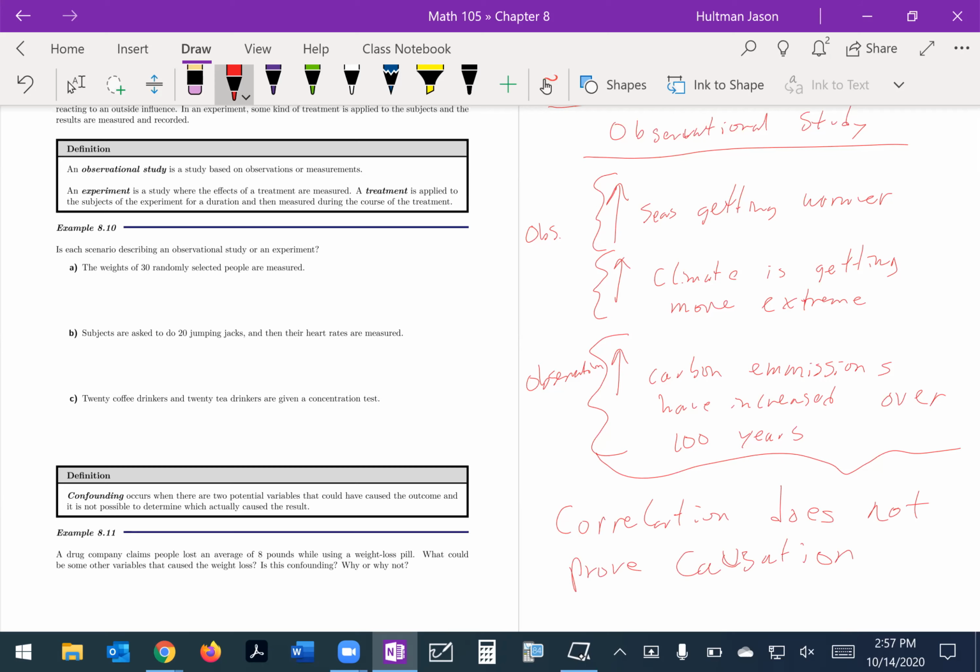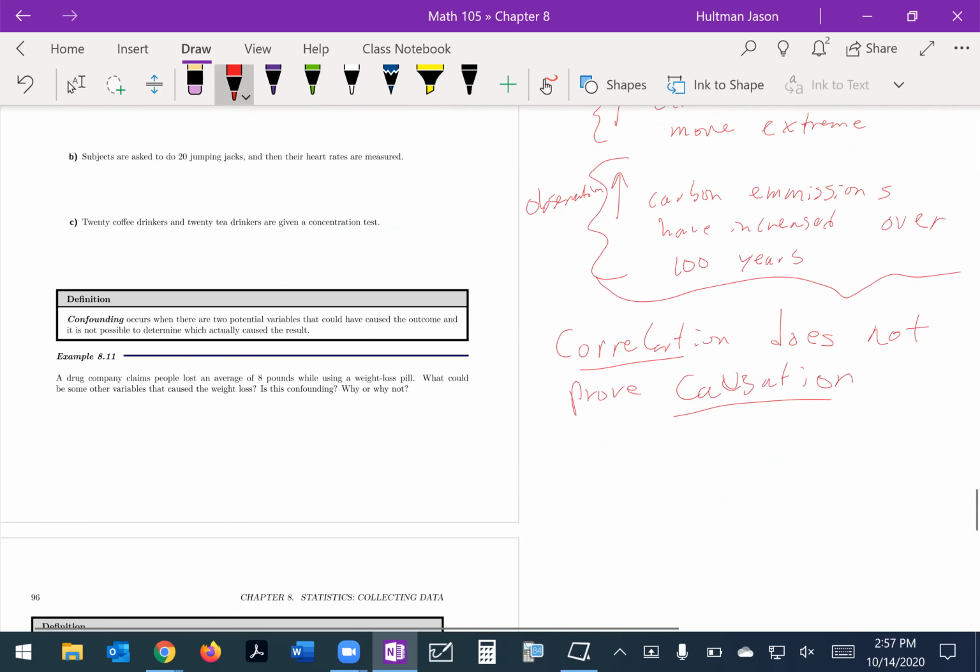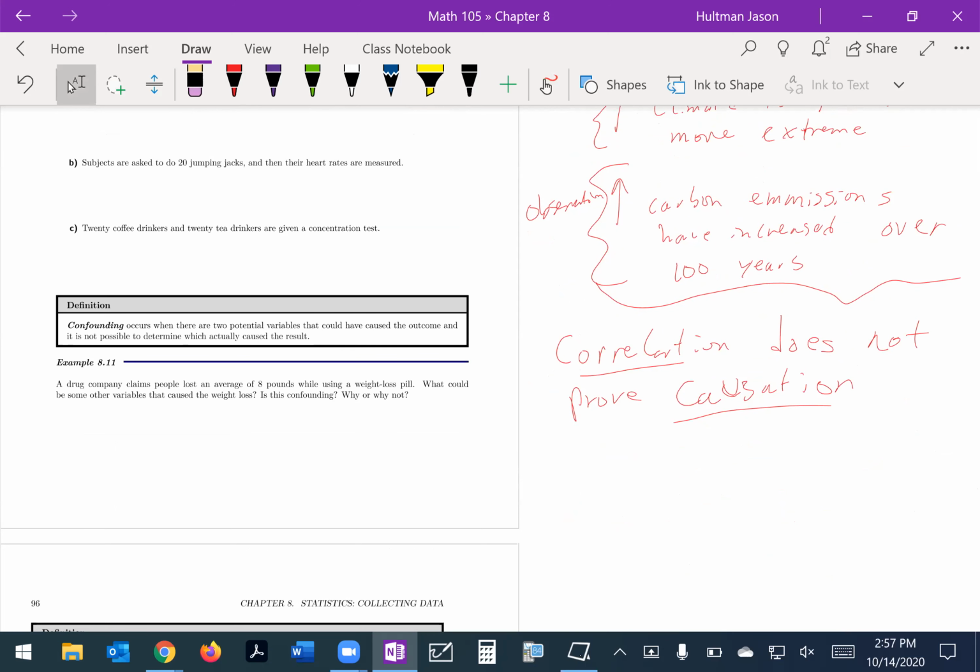Correlation does not prove causation. Now, what does that mean? Could one be causing the other? Absolutely. Are they correlated? Absolutely. Does one necessarily cause the other? That's up for debate. That's why there's a debate. Correlation does not prove causation.